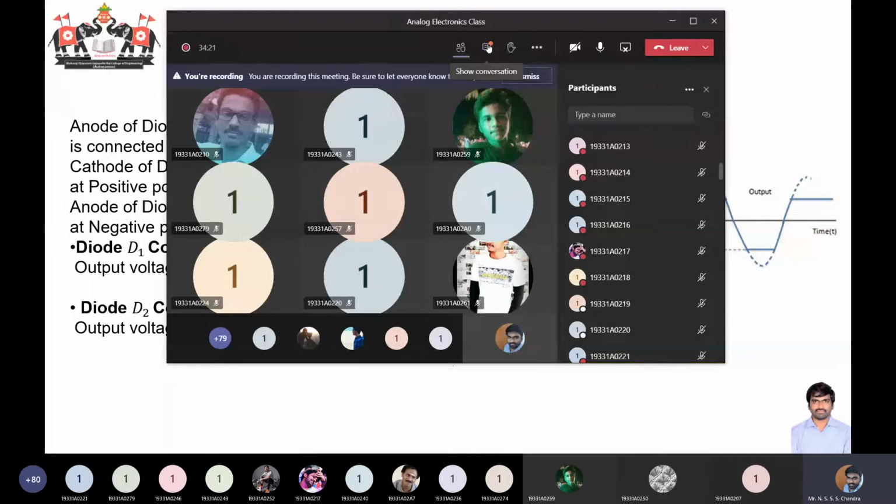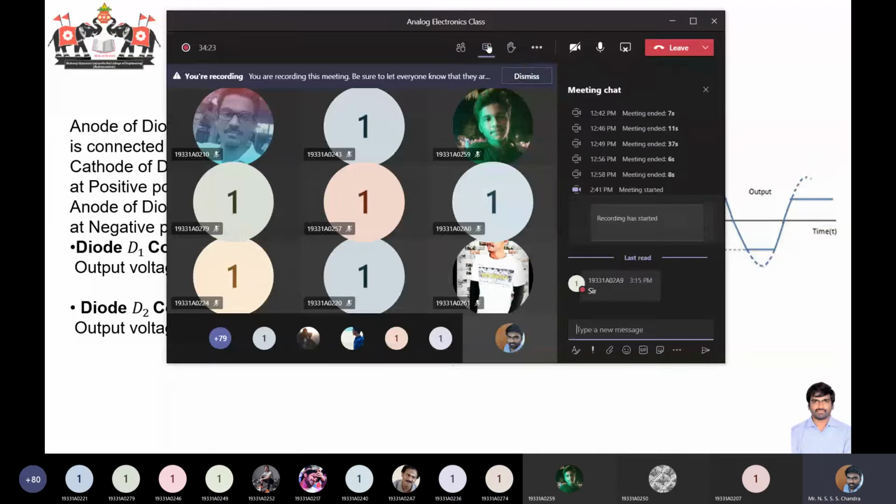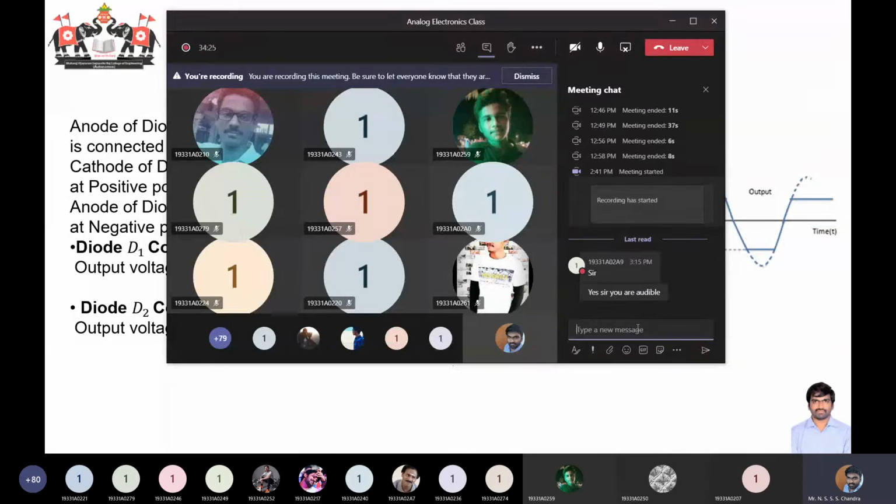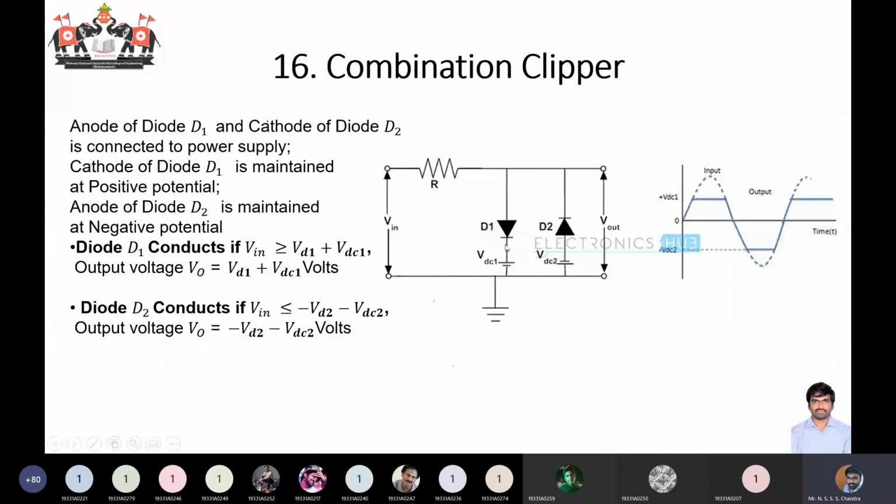Somebody has written in the chat box. Okay, A9, please unmute. A9, is your mic working? If your mic is working, please unmute and answer. What will be the condition for the diode D1 to be in on condition? It will be in forward bias.